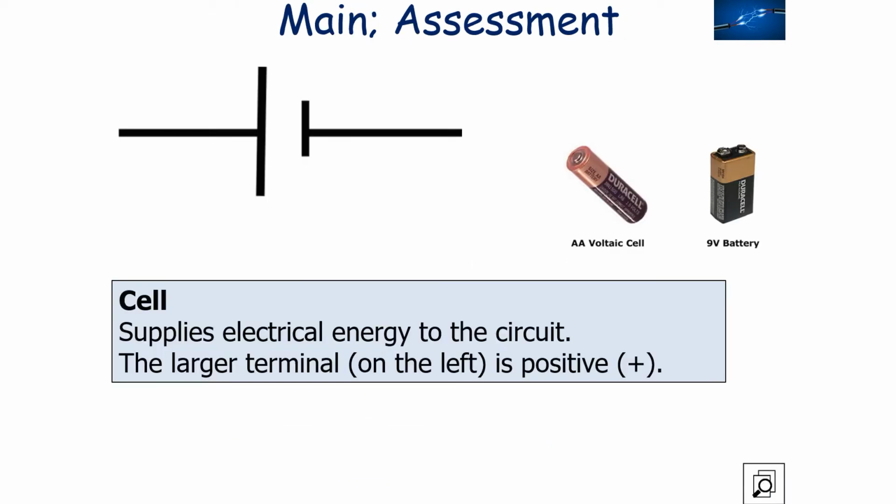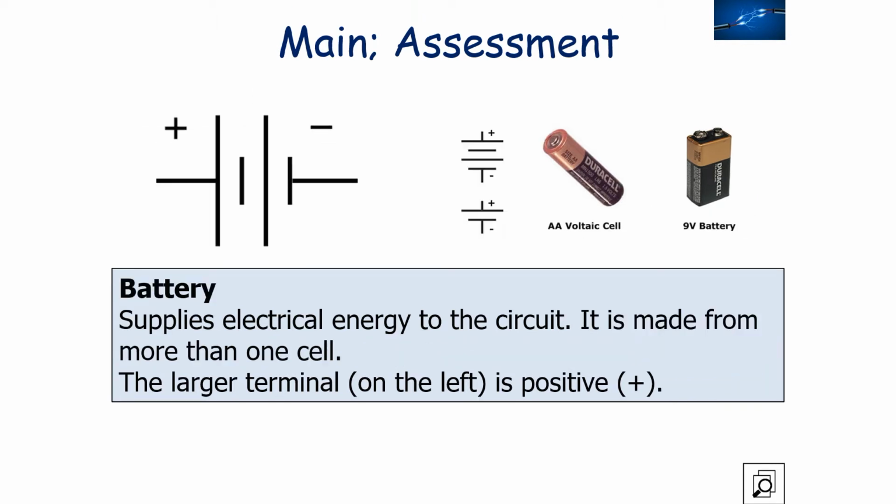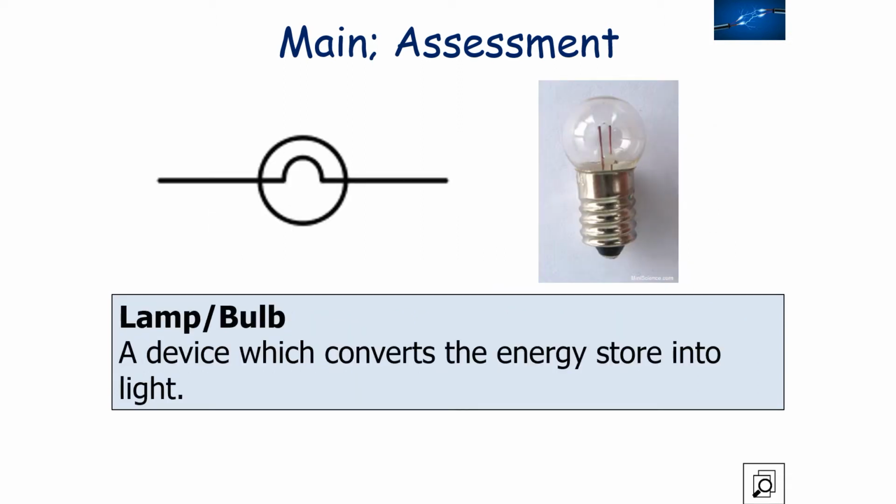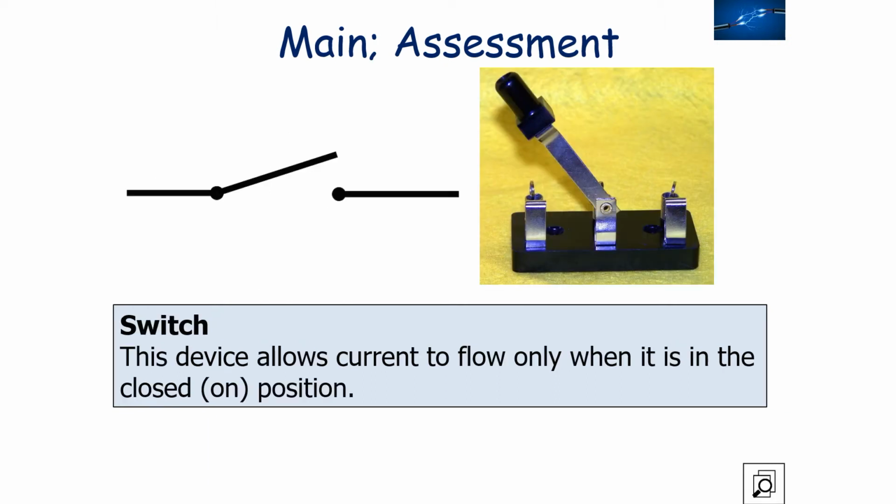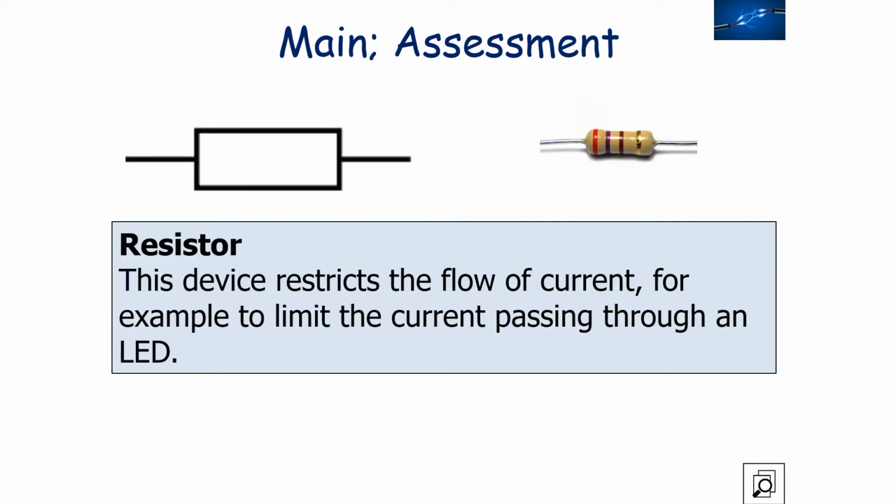You've got the cell, which supplies electrical energy to the circuit, with the larger terminal on the left being the positive one. You've got the battery, which supplies electrical energy to the circuit and it's made from one cell. You've got the lamp or the bulb or the filament, which is the device which converts the energy stored into light. You've got a switch, which is a device that allows current to flow when it's in the closed position. You've got a resistor, which restricts the flow of current, for example, to limit the current passing through an LED.